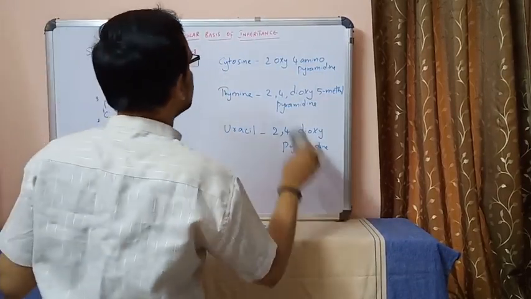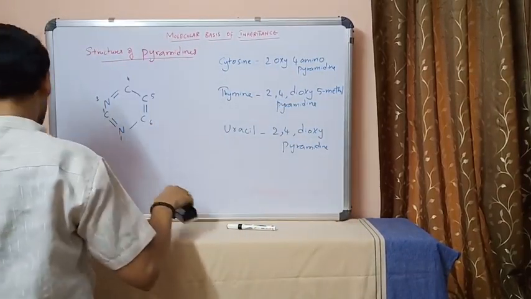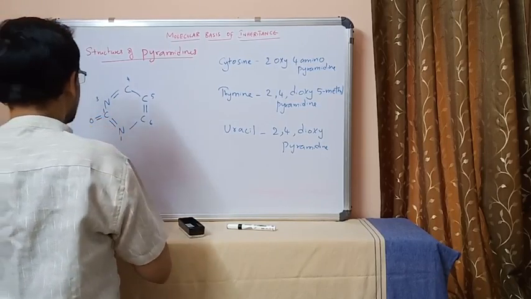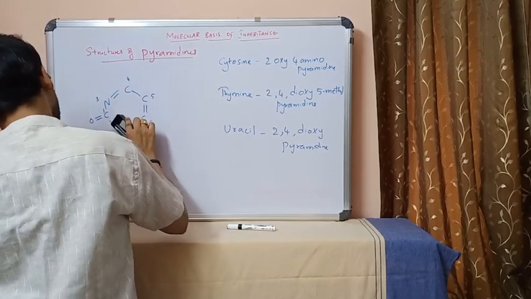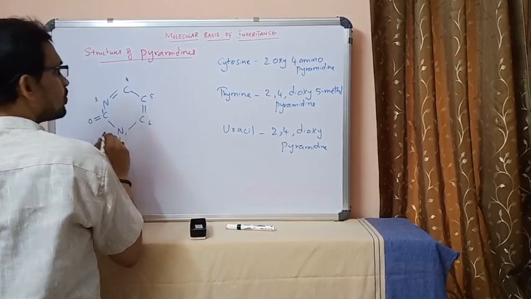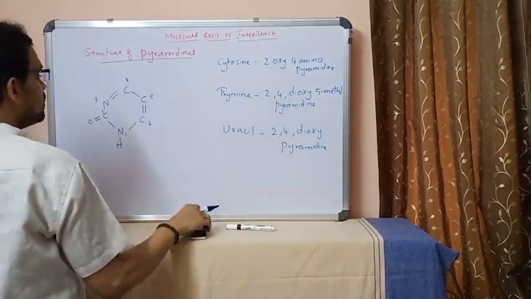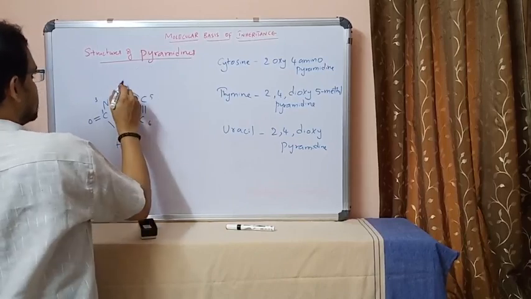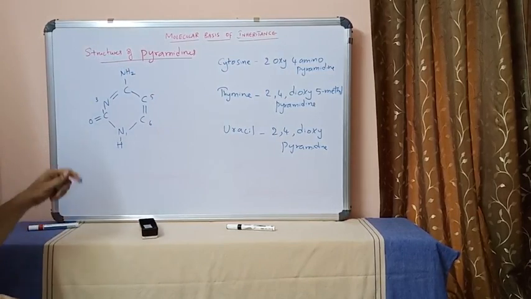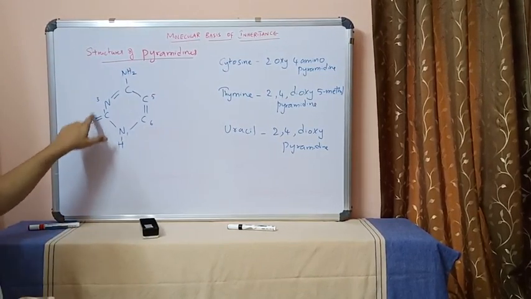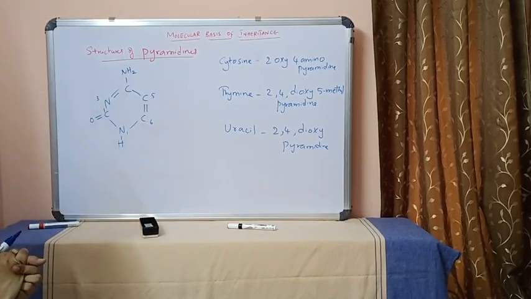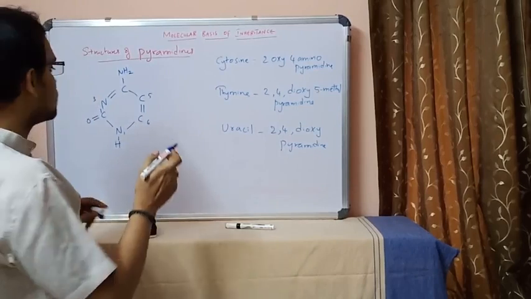We'll see. 2-oxy is the second position. Oxy. 4-amino. At the fourth position, amino group. So this is the structure of cytosine. 2-oxy-4-amino-pyrimidine is called cytosine.